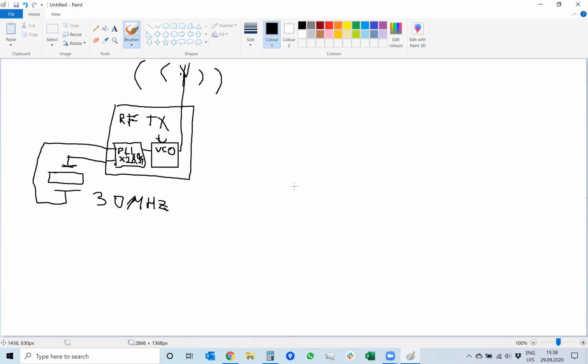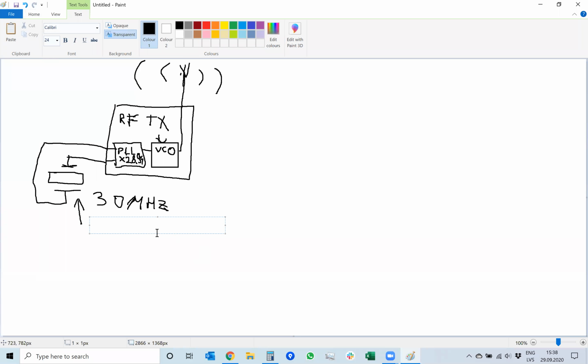So the question is, how precise will our output signal be? In a sense, how stable is it? And the problem is that these crystals that we have here have three causes of not being exactly precise. So first is precision from the manufacturing point of view.